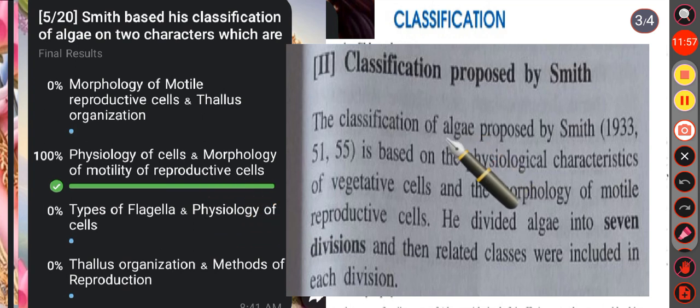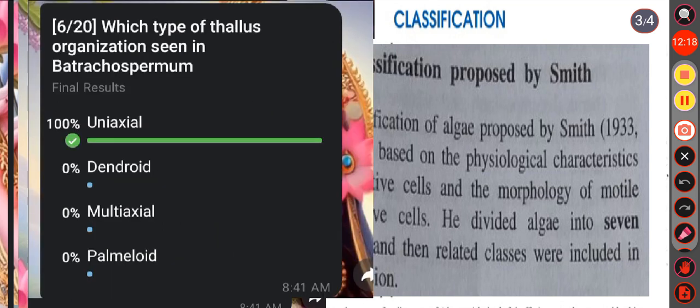The classification of algae proposed by Smith is based on the physiological characteristic of vegetative cell and the morphology of motile reproductive cells. He divided algae into 7 divisions and then related classes were included in each division. So here the correct answer is option B. Then next question, which type of thallus organization is seen in Batrachospermum? Option A uniaxial, option B dendroid, option C multiaxial, option D palmelloid. Here the correct answer is option A, that is uniaxial.